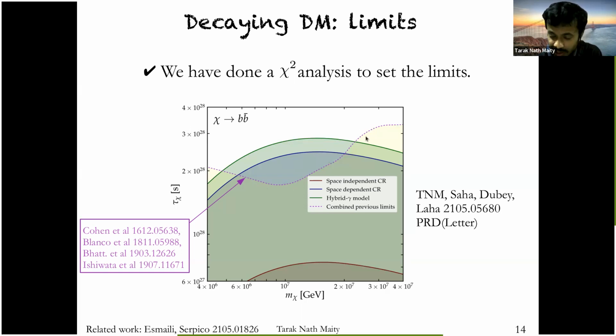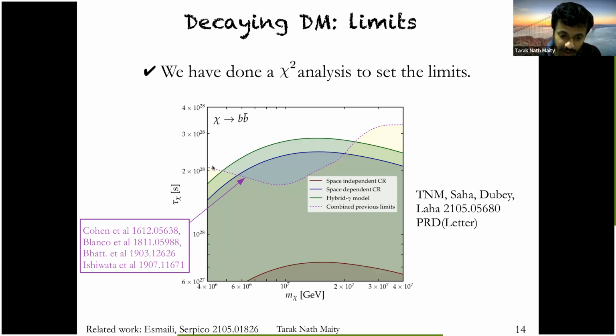So what it essentially suggests is that if the hybrid gamma ray model and the space dependent model, the blue and green lines, are the true background cosmic ray models, then this is the new region of the parameter space that you are probing through this data.